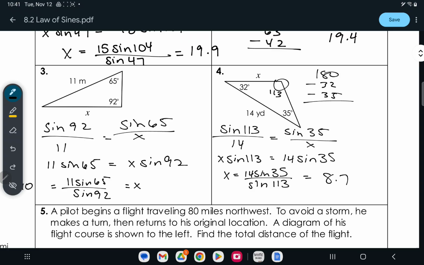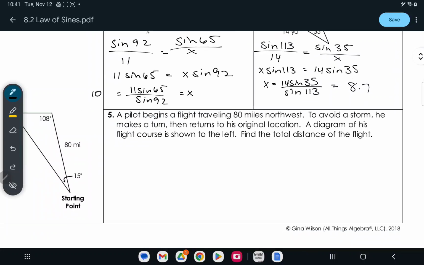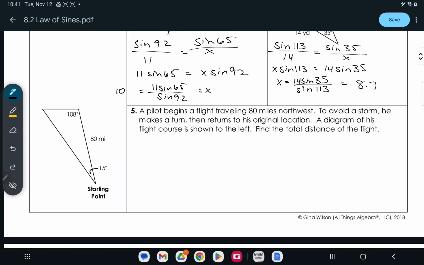All right, now for a word problem. A pilot begins a flight traveling 80 miles northwest. To avoid a storm, he makes a turn and returns to his original location. A diagram of his flight course is shown to the left. Find the total distance of the flight. So, okay, we started here, went 80 miles, made a turn, and then it goes back to the starting point.